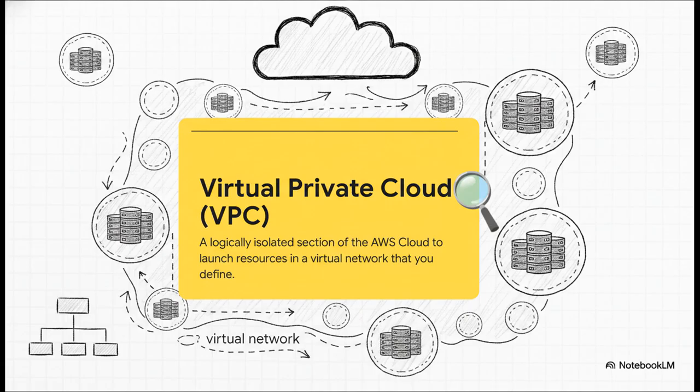Logically isolated just means that even though your stuff might be on the same physical server as someone else's in an AWS data center, at a network level, it's like they're on different planets. It's your own private bubble, completely walled off from everyone else.